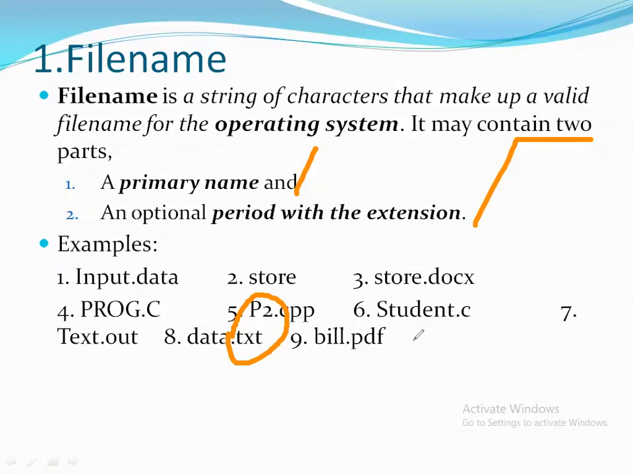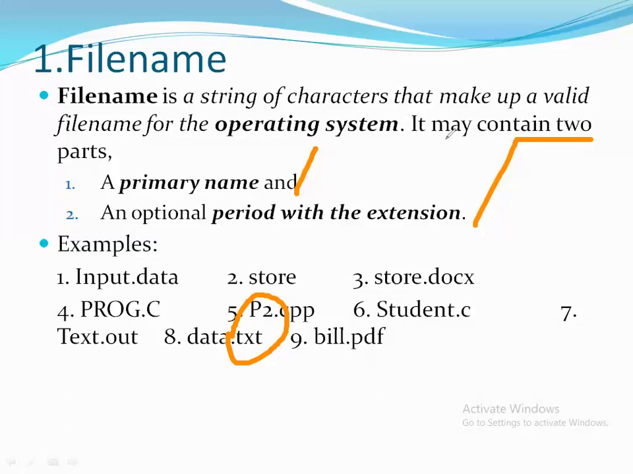.cpp specifies a C++ file. .pdf, we know, is a PDF file. .docx is an MS Word document. .c, okay, like that. A dot extension is a type, that is called the type of the file, but for every file you have to give the name of the file.